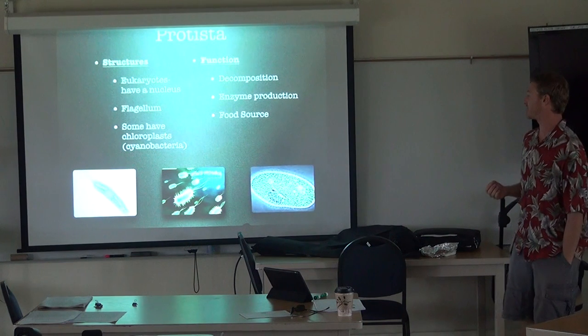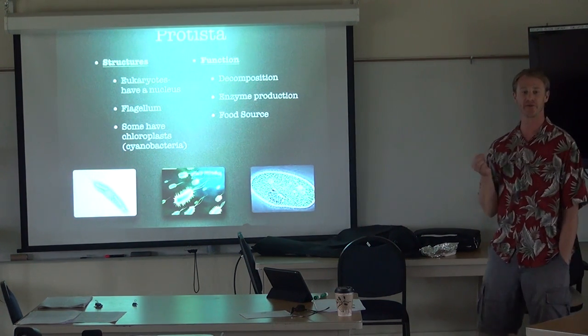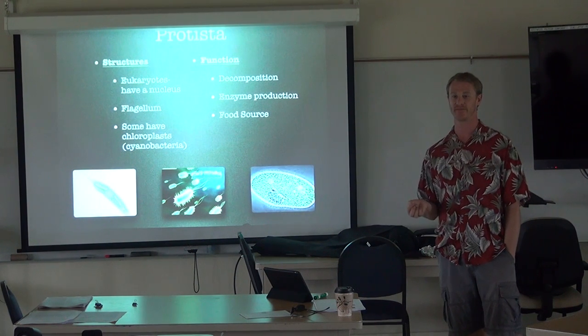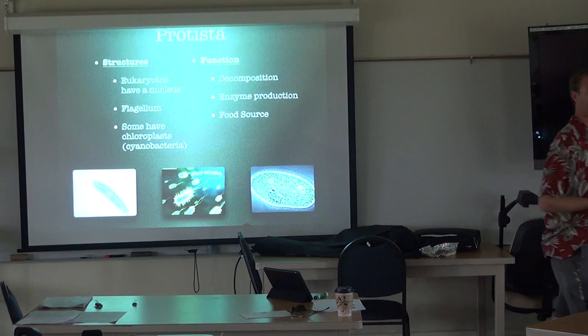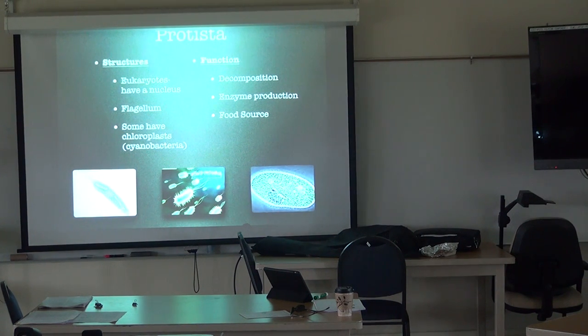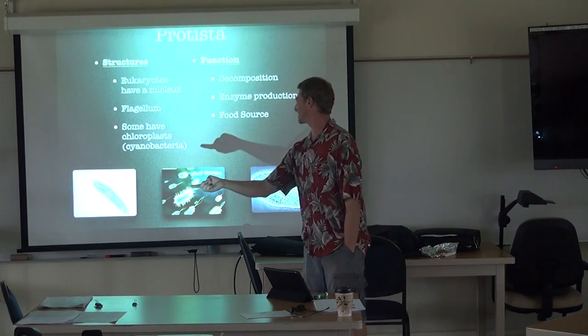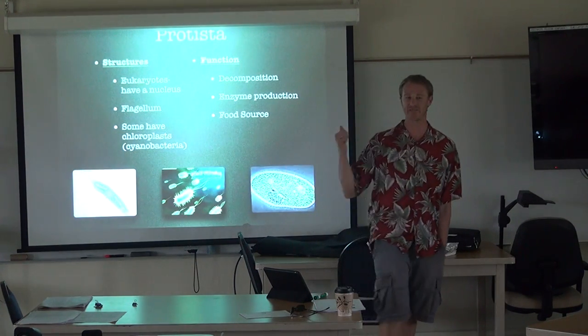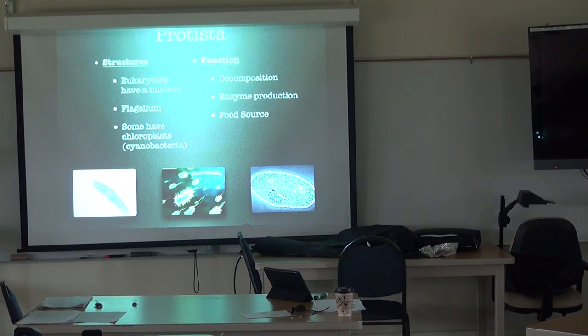Some of them have chloroplasts or cyanobacteria. That means they're able to produce energy from the sun. Okay? They're like a bacteria that can produce energy from the sun. They're not a plant, but they have chloroplasts. Wouldn't this give you an indication of maybe a precursor to plants? It's a good chance plants came from protista.